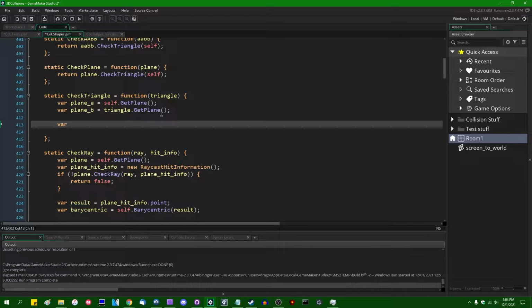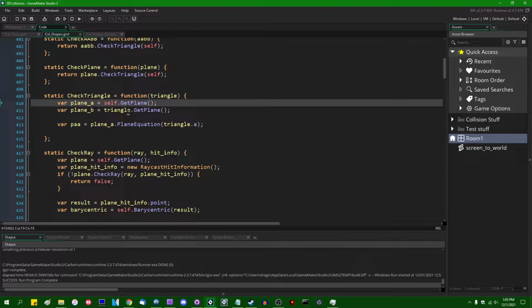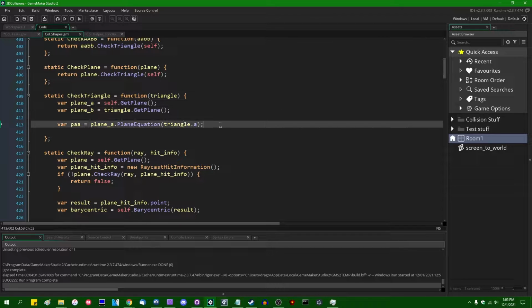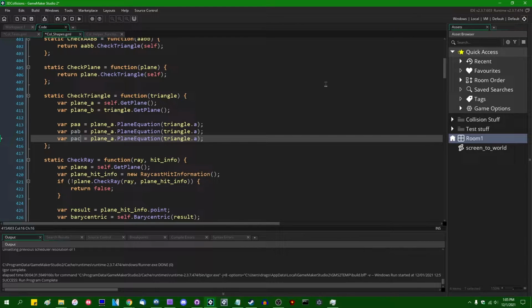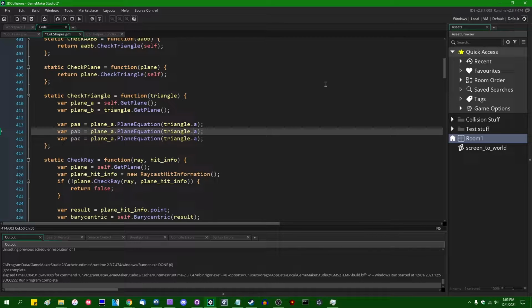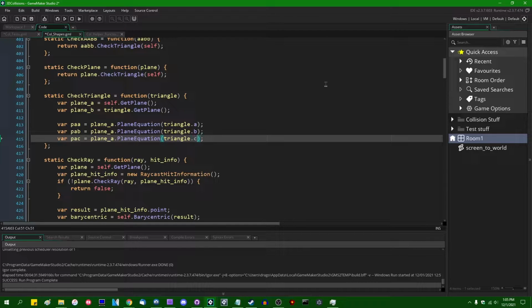Let me call that P. Var PAA is going to be planeA dot plane equation, and the input point is going to be triangle.A. So this is going to be the plane of our self. I guess I could call this plane self if I wanted to make it a little bit more clear. But the plane of our self, plane equation against the other triangle's A. Next, PAB and PAC are going to be plane equations for triangle.B and triangle.C.